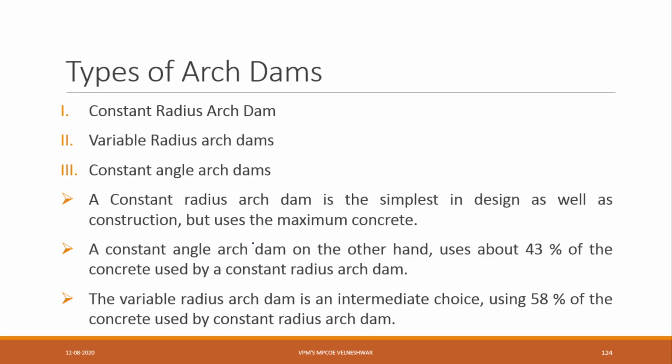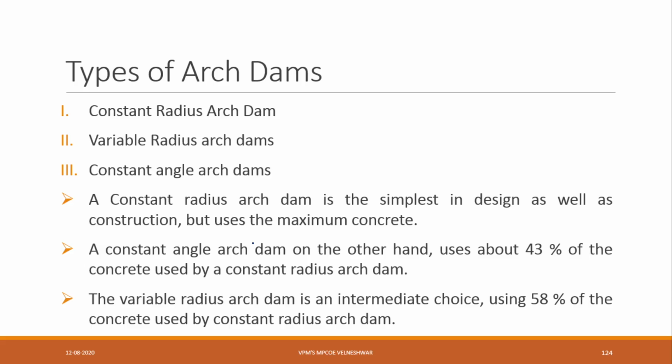Okay, now the next topic is types of arch dam. Here actually we have three types of arch dams: one is constant radius arch dam, variable radius arch dam, and constant angle arch dam. Okay, three types are there. Now what those three are, we will see. Just before going to this, we have some small theory part. A constant radius arch dam is the simplest in design as well as construction, but uses the maximum concrete.